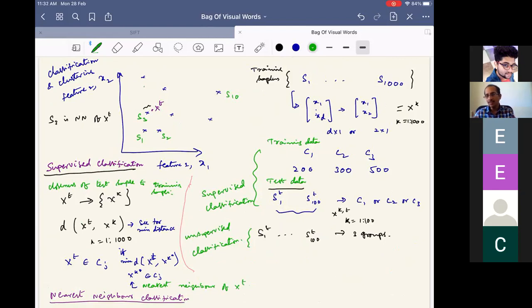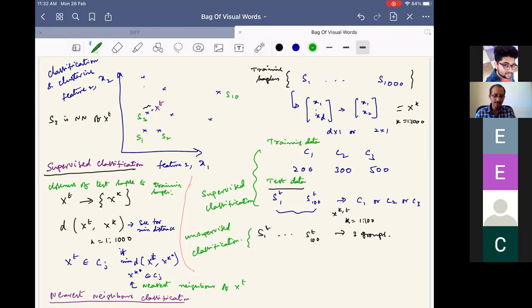While performing this, for each test sample, I need to redo the whole thing. So the nearest neighbor classifier is not learning too much. It is essentially finding distances and assigning the label of the nearest sample, and finding distances needs to be done every time I get new test samples.